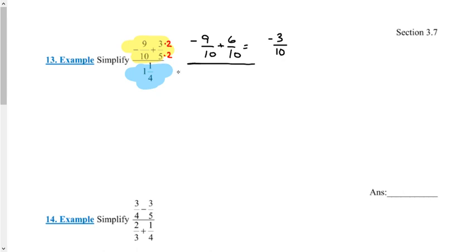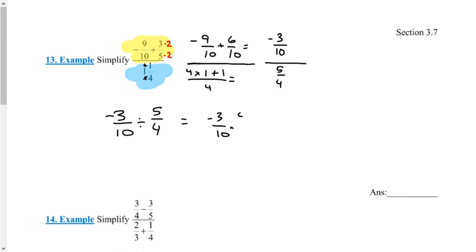Now for the bottom part, there's not a lot to do, but we do have to get this as an improper fraction, not a mixed number. So we're going to do 4 times 1 plus 1 over 4, because we do the denominator times the whole number part, so 4 times 1 is 4, and then plus 1, that's going to make 5/4. So now I have -3/10 divided by 5/4, that will turn into -3/10 times 4/5.